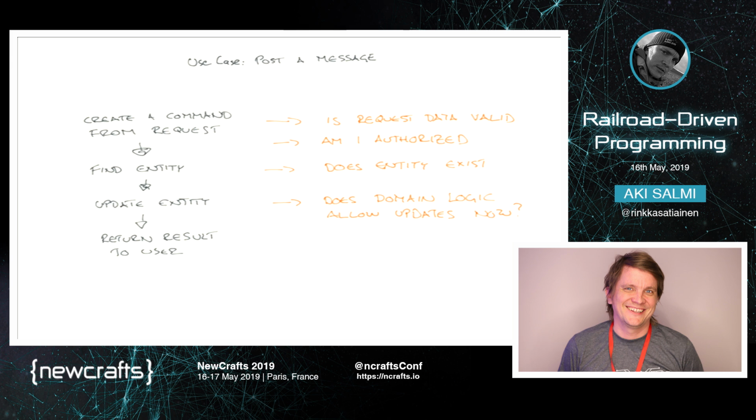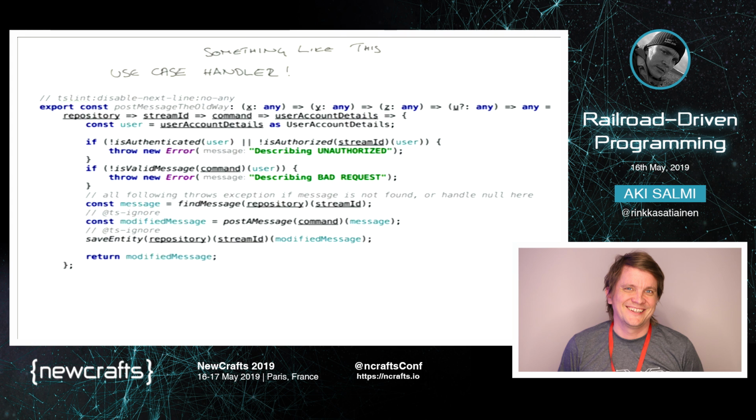The use case I'm going to present here is that a user can post a message. What happens there is I create a command from the request, so I get an HTTP request and parse what's in there. I need to be sure that I'm authorized to ask the question on that thread. Then I need to find the message entity from the database, update the entity, save the entity, and then return a result to the end user. Quite simple. This is the way I've used to work.